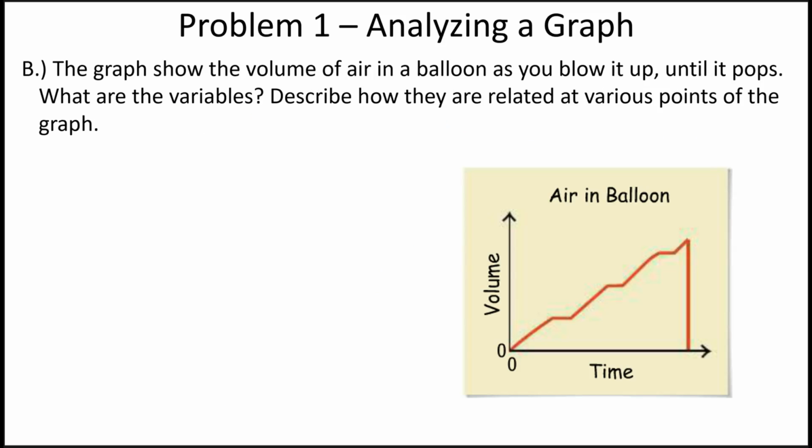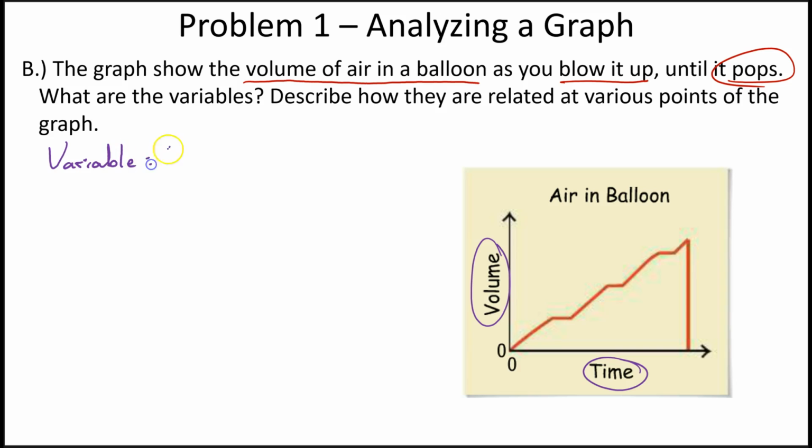And so we have this next one here where we're blowing up a balloon. This graph shows the volume of air in a balloon as you're blowing it up until it pops. We want to know what the variables are. Again, our variables are on the graph: time and volume. So that's what's being related. The variables are time and volume of the balloon.